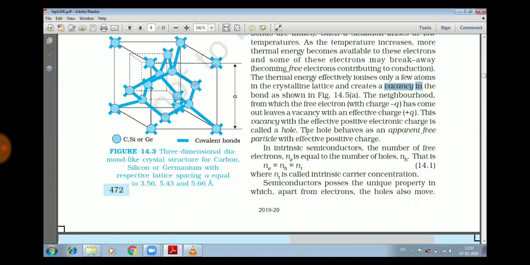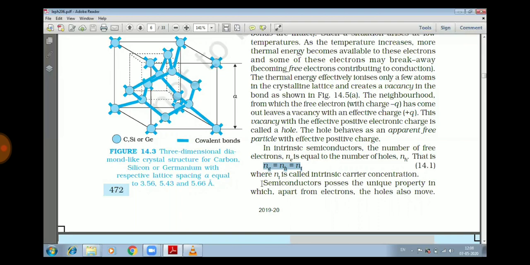The hole behaves as an apparent free particle with an effective positive charge. I could say that the vacancy created by the electron is known as a hole. A hole is nothing but a positive charge. One electron going out of the covalent bond means there will be one hole. That means the number of electrons will be equal to the number of holes, which is equal to ni. That is known as intrinsic carrier concentration.